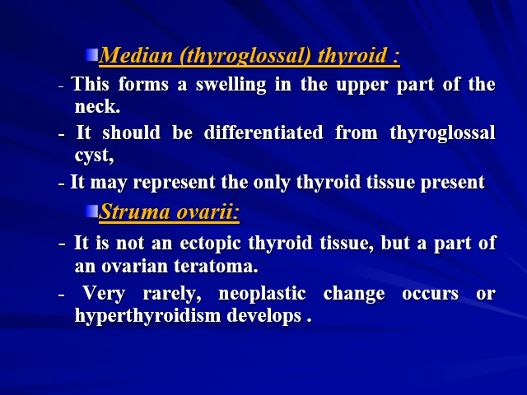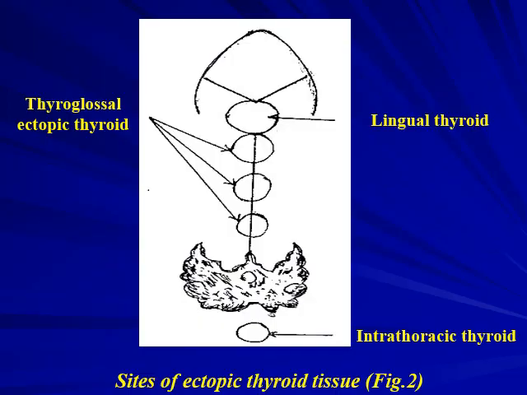Struma ovarii is a German term, which means that this patient has an ovarian teratoma. We all know that ovarian teratoma can give rise to any type of tissue. One of these tissues is thyroid tissue. So, struma ovarii is not an ectopic thyroid tissue, it is an ovarian teratoma. So, the lateral aberrant thyroid and struma ovarii are not ectopic thyroid tissue.